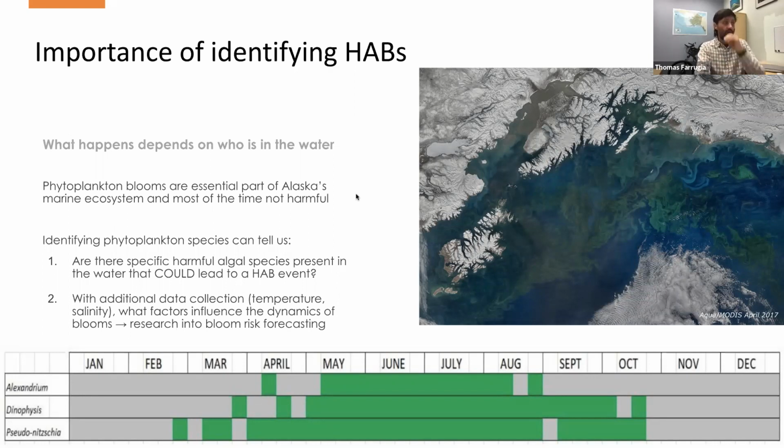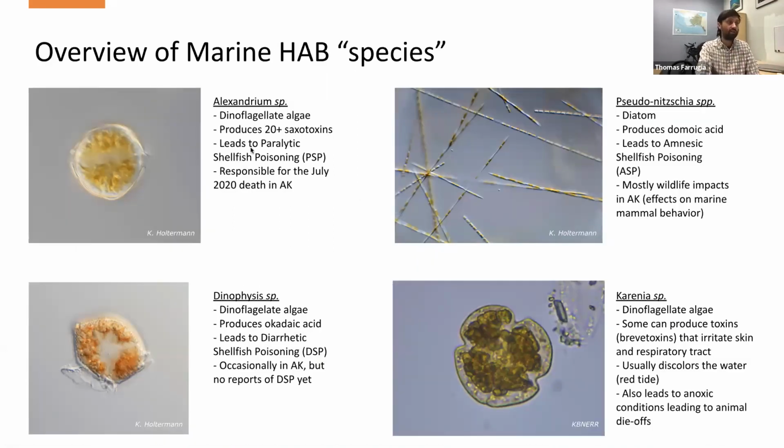So here are the ones that we'll touch on today. I won't go in too much depth right now because we'll go through each one, but just to give you an overview. So Alexandrium is probably the one that we talk about the most in Alaska. It's what leads to paralytic shellfish poisoning. And so, it can create a lot of health effects. And this was the organism responsible for the mortality in July 2020 in Alaska.